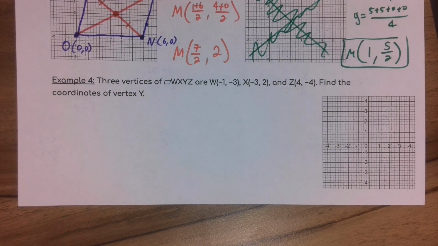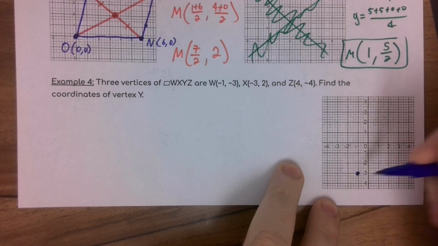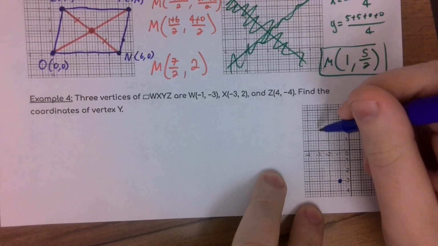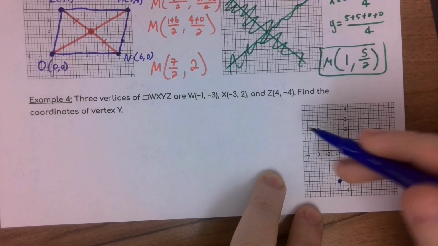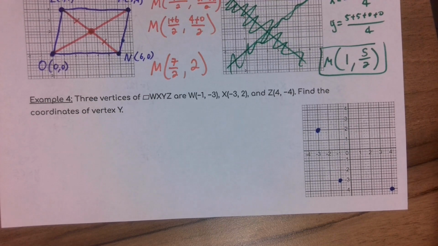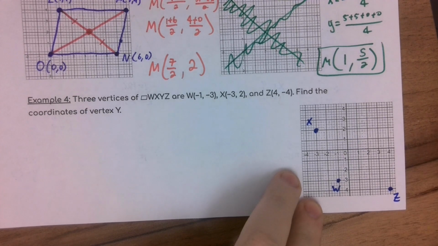Here, let's graph it first and see what we get. So I'm going to graph W is at -1, -3. X is at -3, 2. Z is at 4, -4. So this one's W, this one's X, and this one is Z.